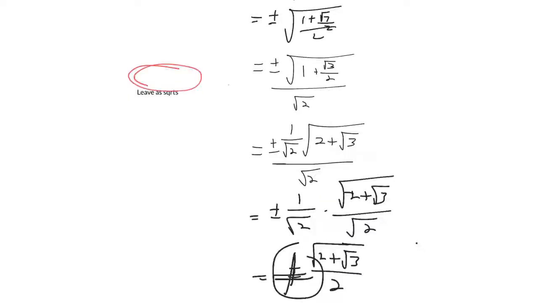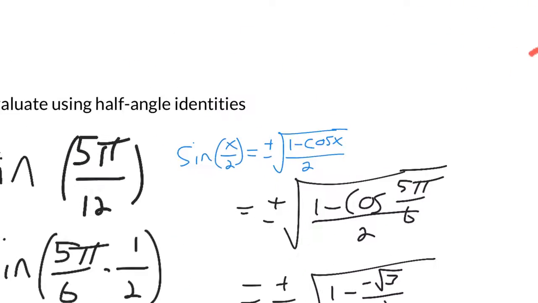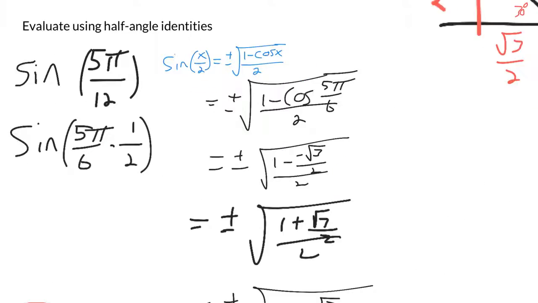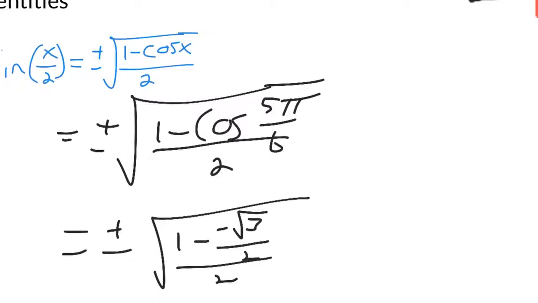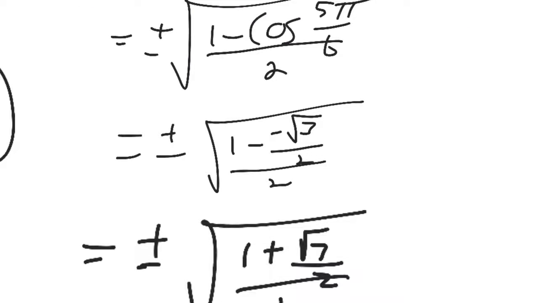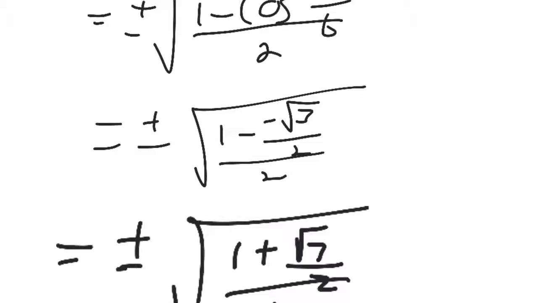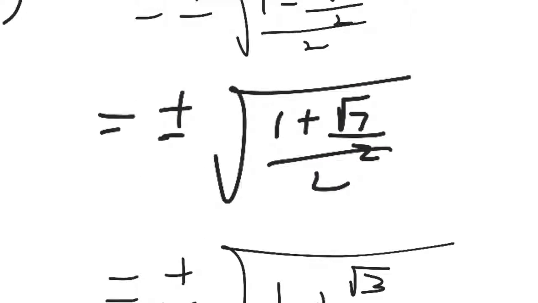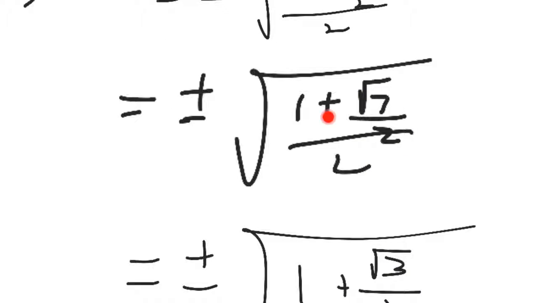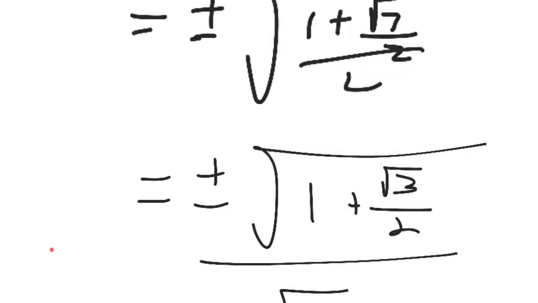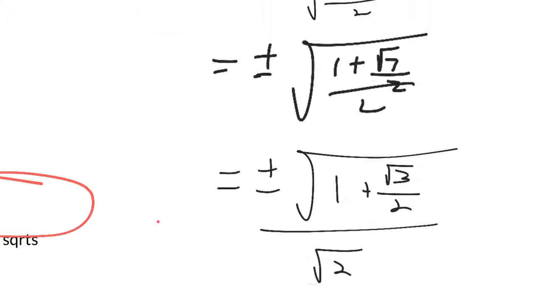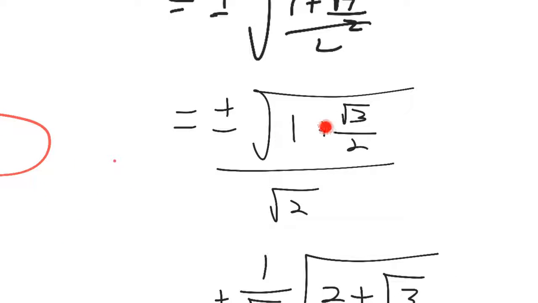I think maybe the easiest part is actually using that half angle identity. From there, we plugged in values. We found out what cosine 5 pi over 6 was. It's negative square root of 3 over 2. And then we simplified, because we had minus and negative. We just said that's plus square root of 3 over 2. And then we broke it up into two separate radicals. We said it was square root of the top over the square root of the bottom.